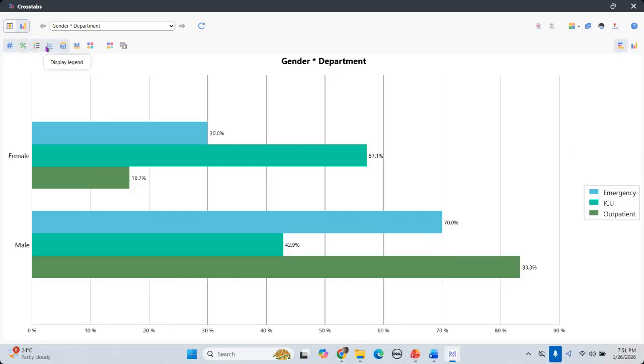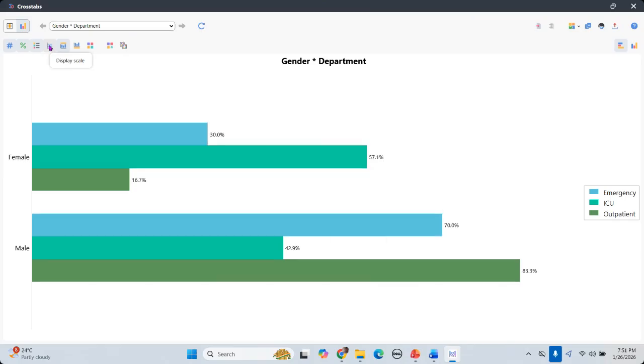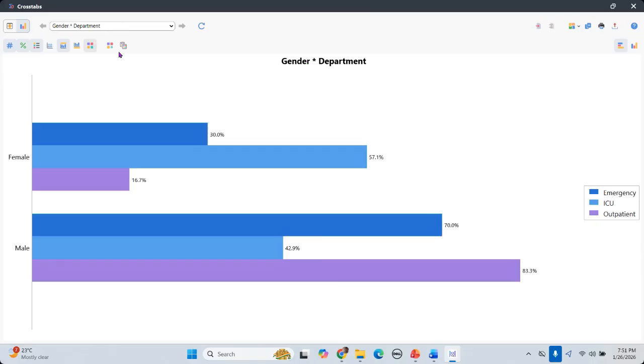You can choose. You want legend, grid lines. If you don't want grid lines, you can choose for it. Title, if you want to title, gender and department. Okay. Color combinations. You can choose the color combinations. Okay.